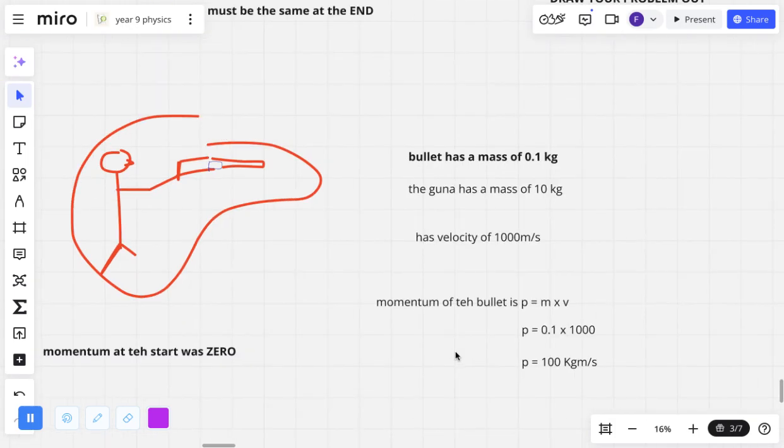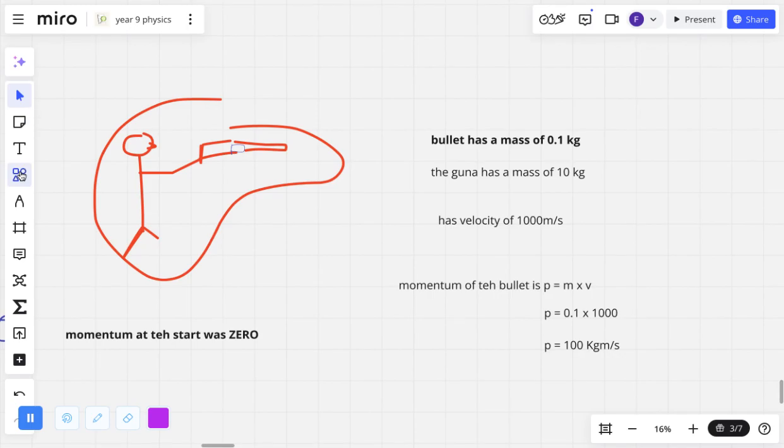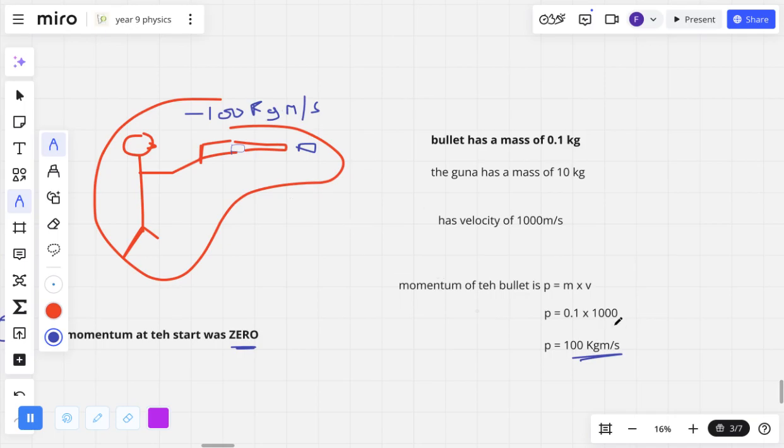All right, but hold on, now we've got a problem. We've got a problem because we said momentum must always be conserved. All right, it has to be 0, but it's not. It's 100 kilogram meters per second. Well, if that's the momentum of the bullet once we fired it, then the momentum of the rifle must be the opposite, minus 100 kilogram meters per second. It has to be, because if it's not, they're not going to add up to 0. Right now, if I've got 100 kilogram meters per second, it doesn't add to 0. So the rifle must have the momentum in the opposite direction.